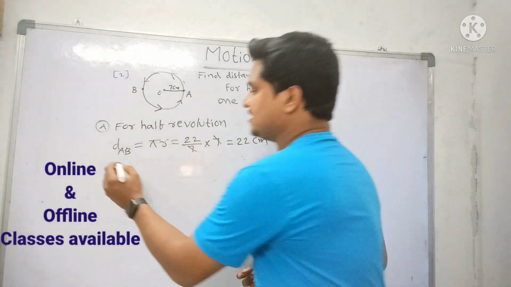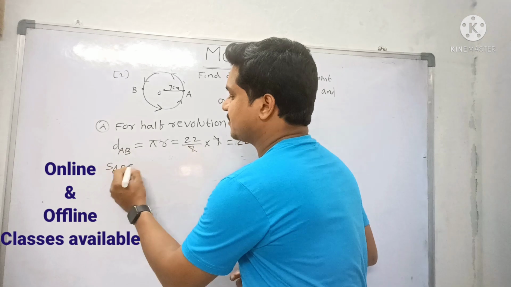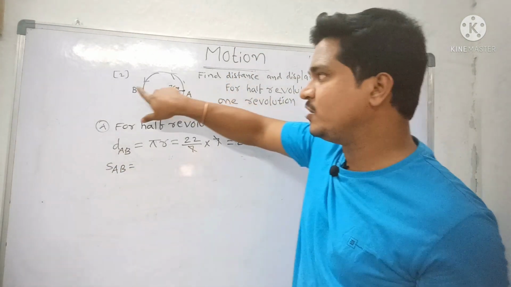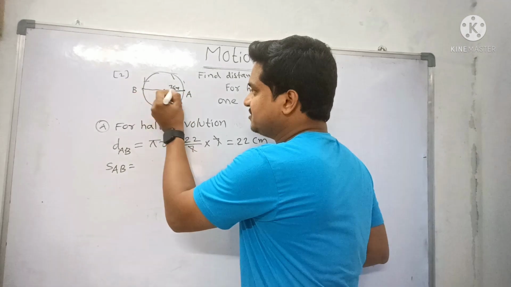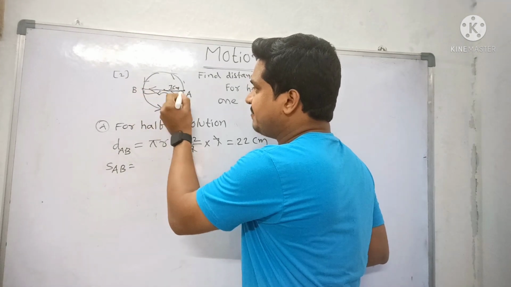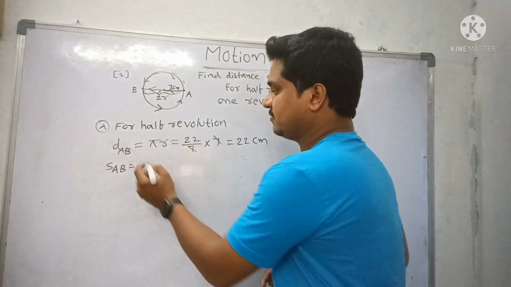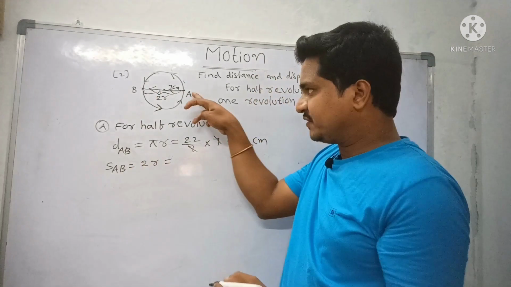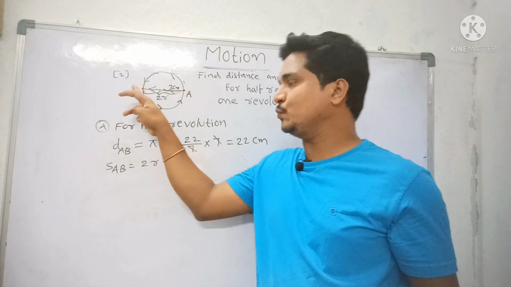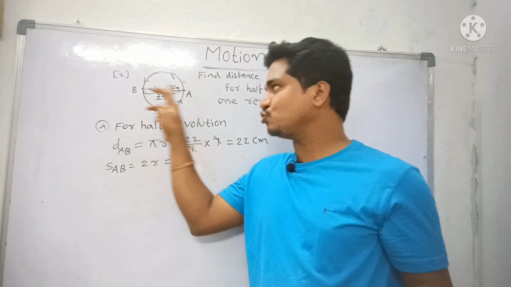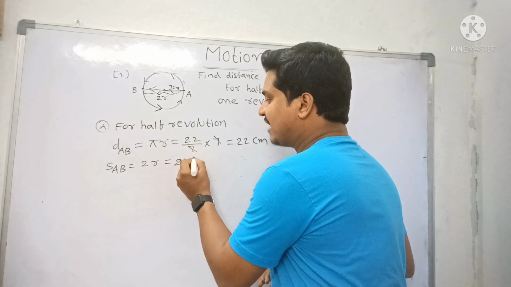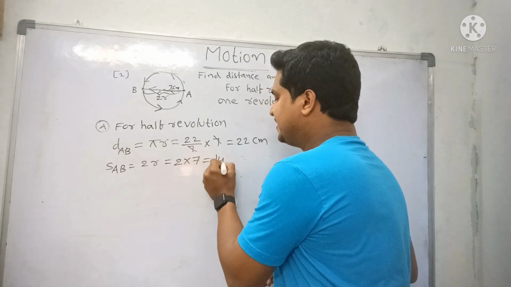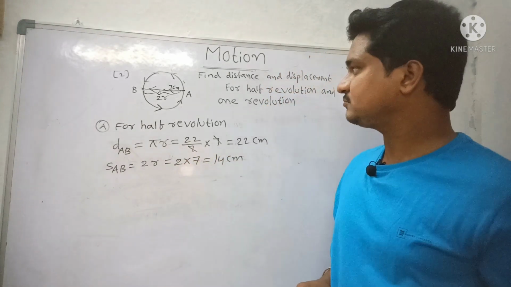To find the displacement from A to B, what will be the initial point A, final point B? So what is the shortest distance for A to B? This is the shortest distance, nothing but the diameter, right? Diameter means 2r. We need to consider the shortest path from A to B. Initial and final point we need to join, and this will be the diameter. Diameter means 2r, 2 into r value 7, 2 into 7, 14 centimeters.